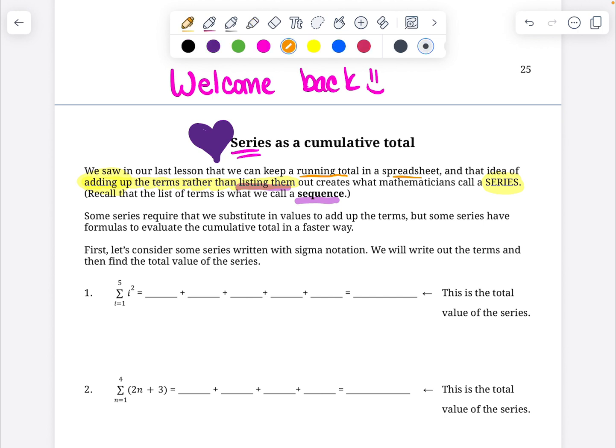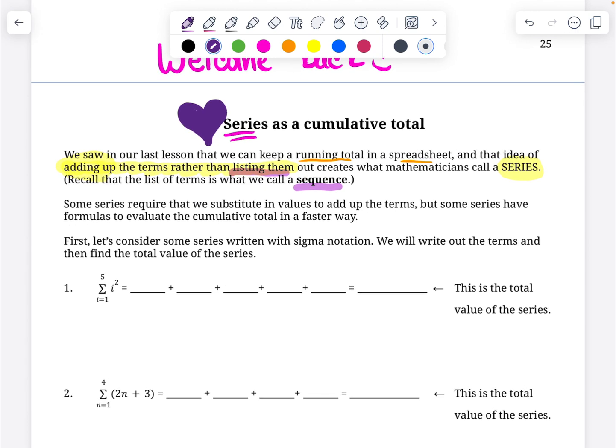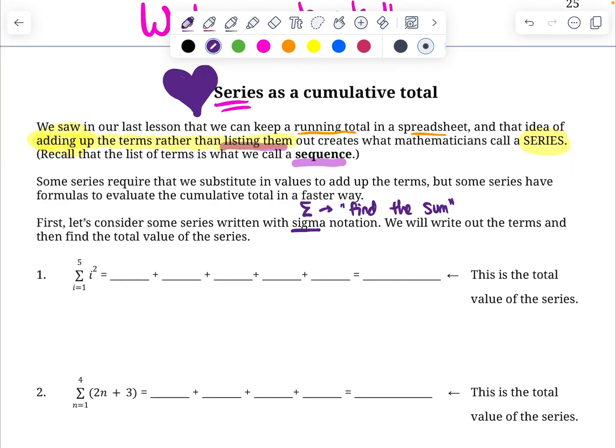Now, some series might require that we substitute in values to add up the terms. Some have formulas. So it kind of depends on the situation. But first, let's consider some new notation called sigma notation. Now, you may know that word by some other cool, fun slang term. But sigma is just the name for this symbol, this fancy E, and it means that you are supposed to find the sum of whatever explicit formula you've been given, okay?